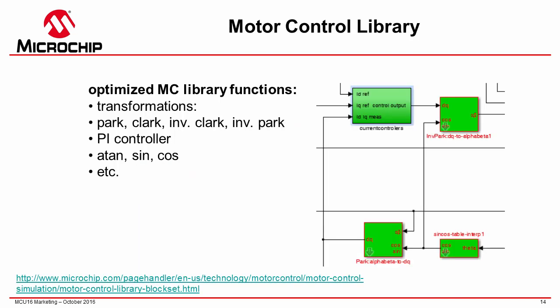Additionally, Microchip has also developed a motor control library for Simulink with all the standard functions for field-oriented control, all the transformations like Clark, Park, inverse Park, PI controllers, sine and cosine signals. These transformations we have implemented very efficiently to save calculation power on your target microcontroller to have enough room for your developments of the control algorithm. Also, these blocks are available for free on our webpage.